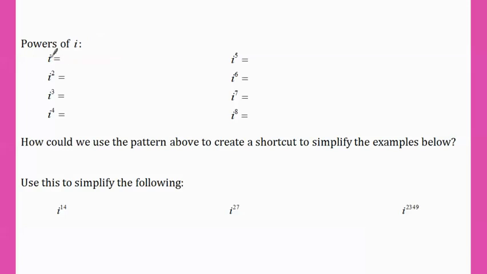So for our powers of i, i to the first is just going to be i. i squared, we just said, was equal to negative 1. To figure out i to the third, we need two exponents that will add up to 3. So we're going to multiply i to the first times i squared, because 1 plus 2 would give us the 3. We know that i to the first is just i, and i squared is negative 1.